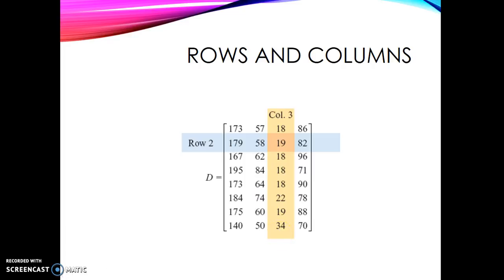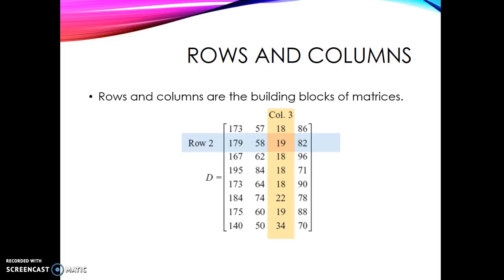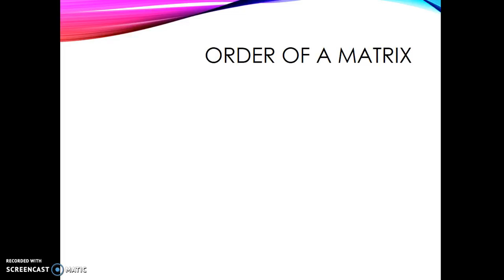Columns to me are vertical. Rows and columns. There's row 2 and column 3. We start from the top for the rows and we start from the left for the columns. These are the building blocks for matrices.